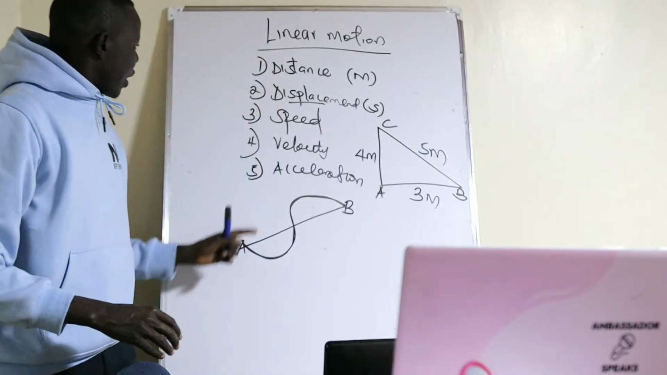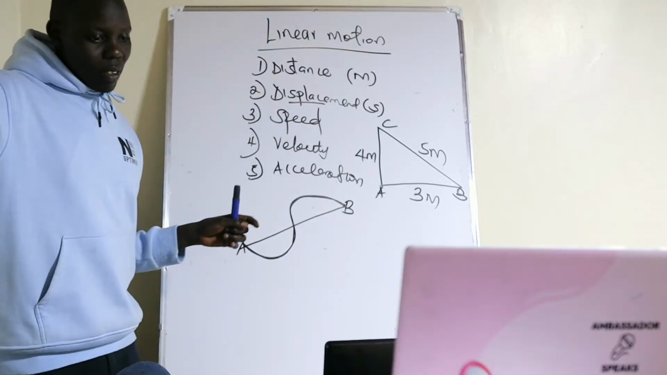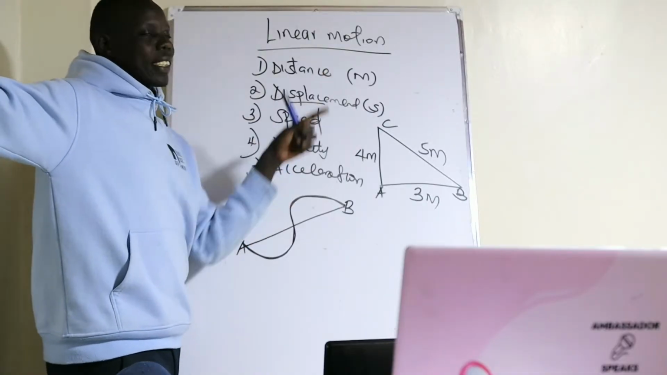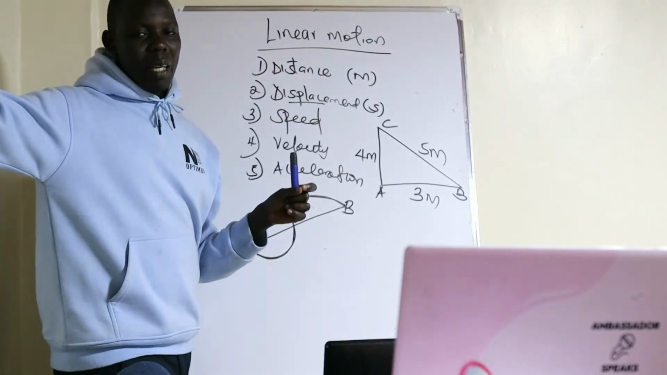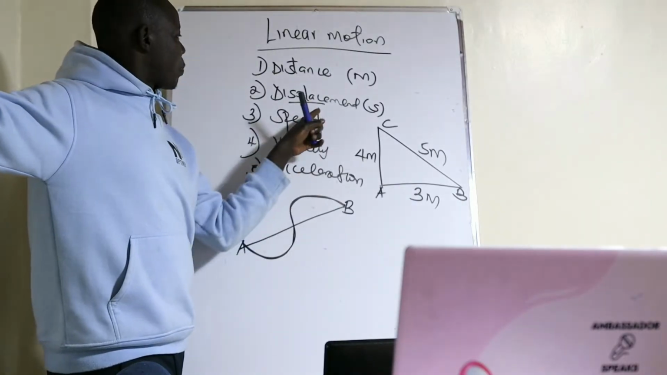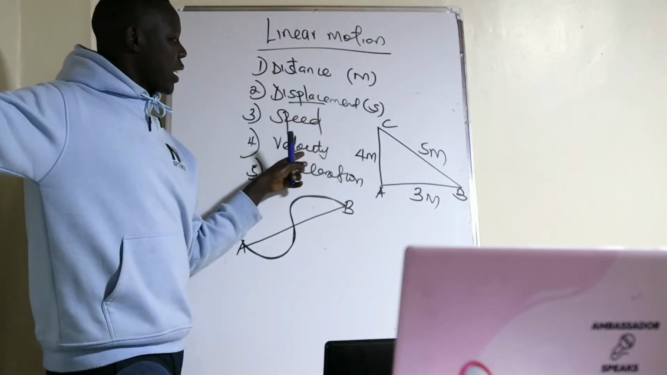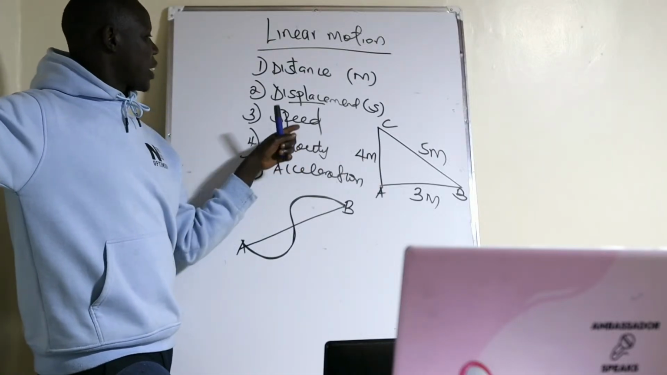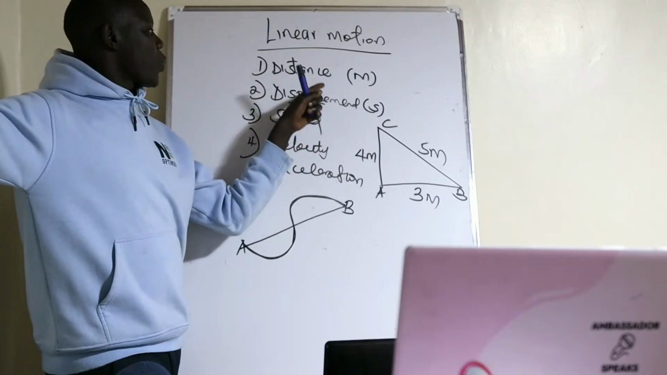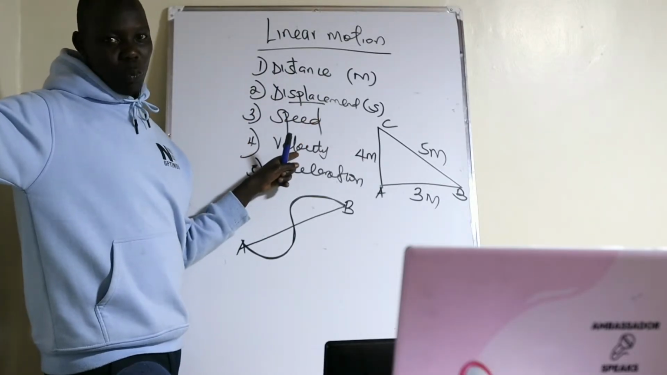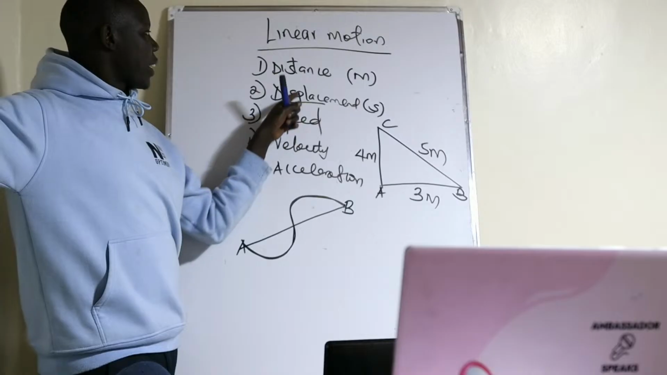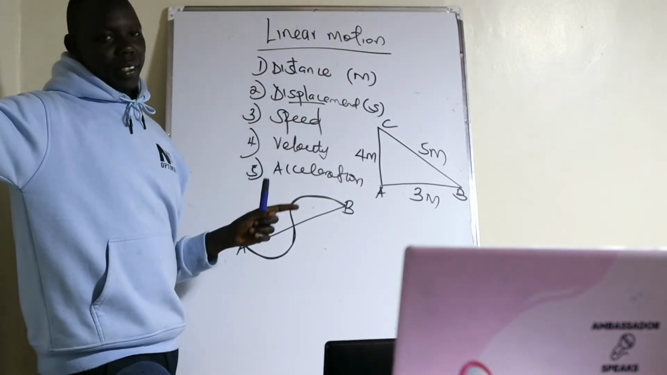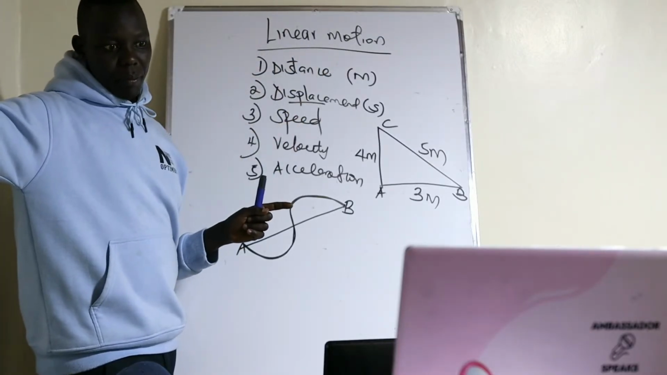So now, speed. Speed comes from distance. Distance covered per unit time gives us speed. Displacement covered per unit time gives us velocity. There are others who will tell you that change in displacement with time will give you velocity. There's no problem with that. Change of distance with time will give you speed. That's a fact.